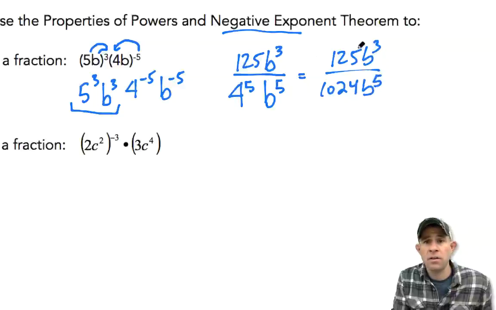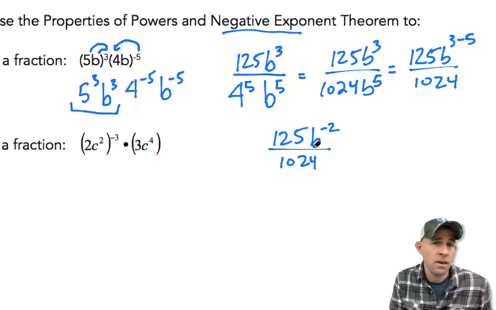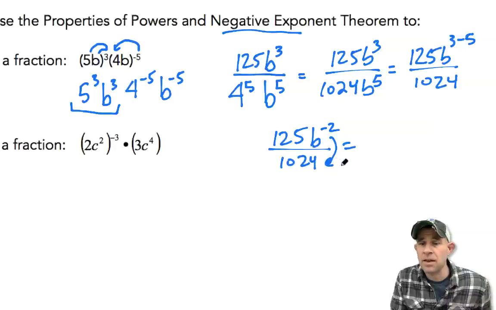If we want to simplify this a little bit further, we have b to the third on top, we have b to the fifth on the bottom. That can be rewritten as 125 b to the 3 minus 5 all over 1024. And then we're going to subtract the 3 and the 5. That gives us 125 b to the negative 2 all over 1024. Now, we don't want any negative exponents here, so that b to the negative 2 means that it needs to come back down here to the denominator. So our final solution here is 125 over 1024b squared.